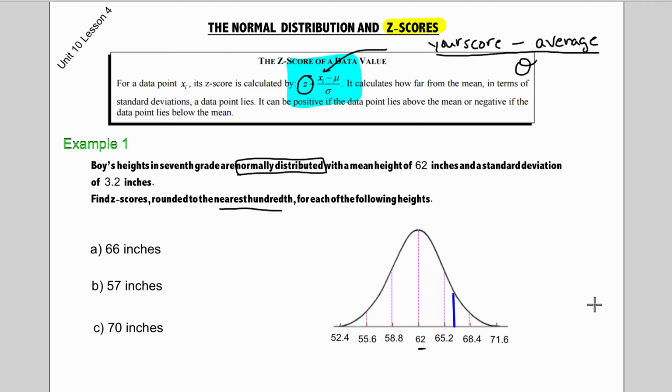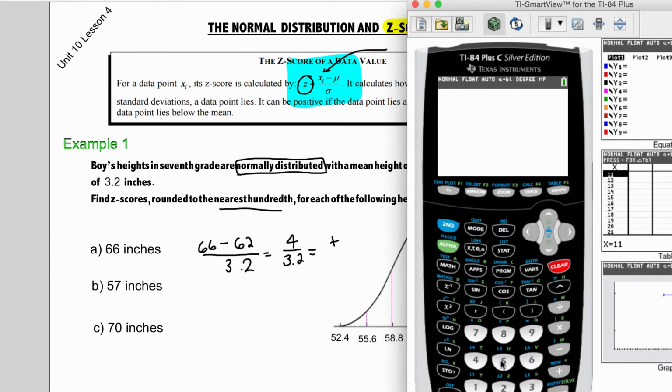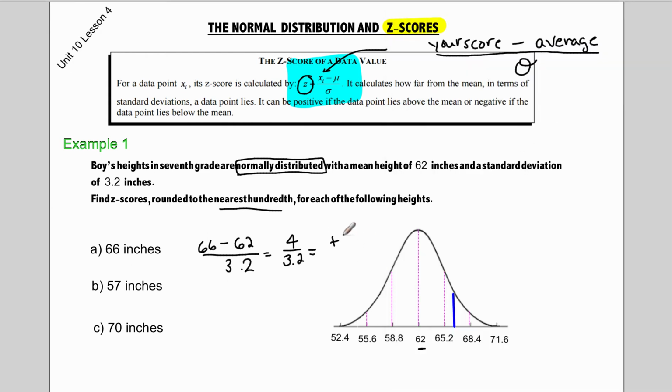So I'm above average. How far am I above average? How many standard deviations? I'm 1 and a little more. Well, let's just do some easy math here. I'm 66 minus 62 divided by 3.2. So I'm 4 divided by 3.2. I can see that I'm plus, that I'm above. I can see that 4 divided by 3 is bigger than 1, so I'm more than 1 standard deviation away. And if I just do the math, I'm 1 1/4 standard deviations away.